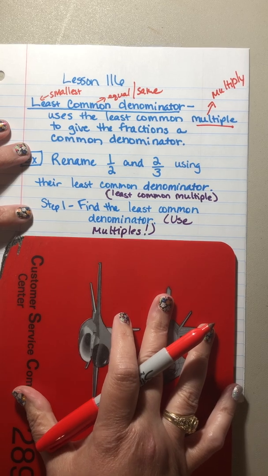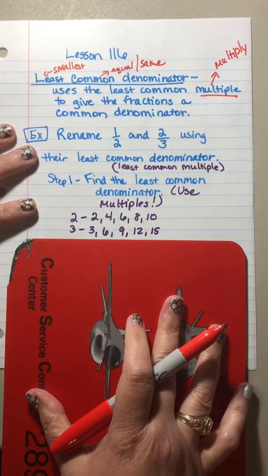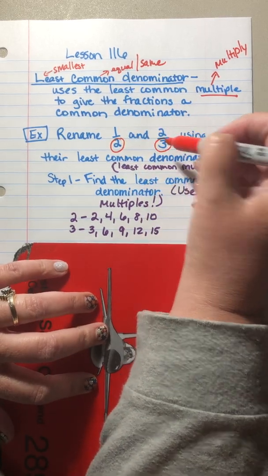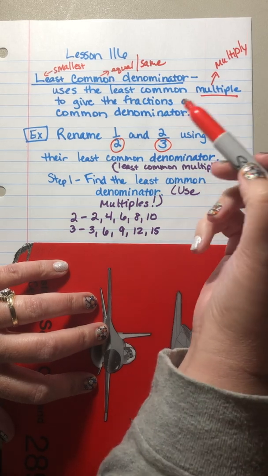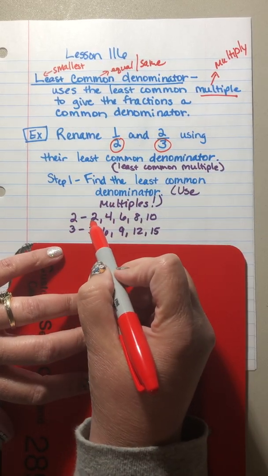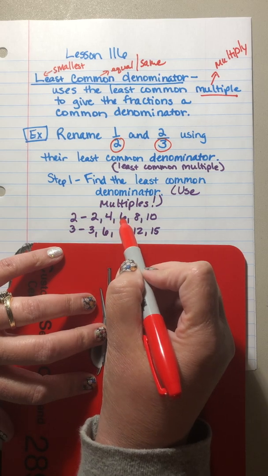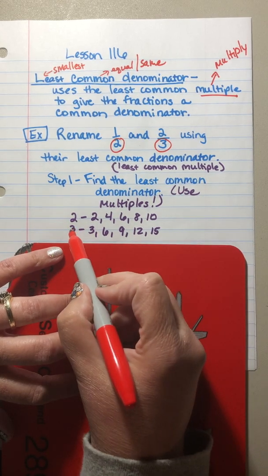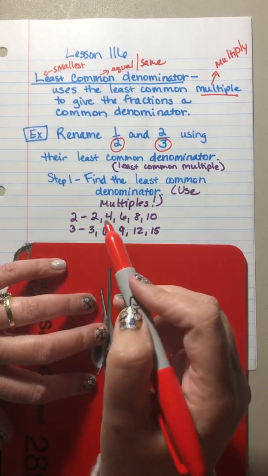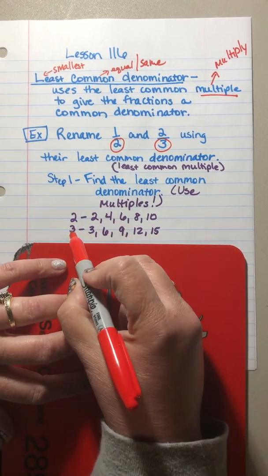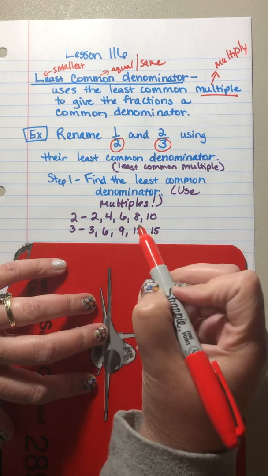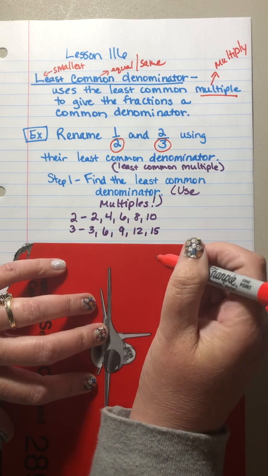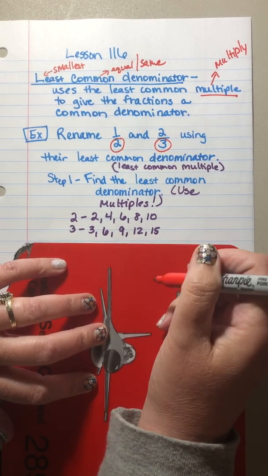Our first step: I wrote out the multiples because my denominators are 2 and 3 in my original problems. 2 times 1 is 2, 2 times 2 is 4, 2 times 3 is 6, 2 times 4 is 8, 2 times 5 is 10, and I stopped there. And then for 3, remember to multiply by the counting numbers. 3 times 1 is 3, 3 times 2 is 6, 3 times 3 is 9, 3 times 4 is 12, 3 times 5 is 15. And I could keep going and come up with more.